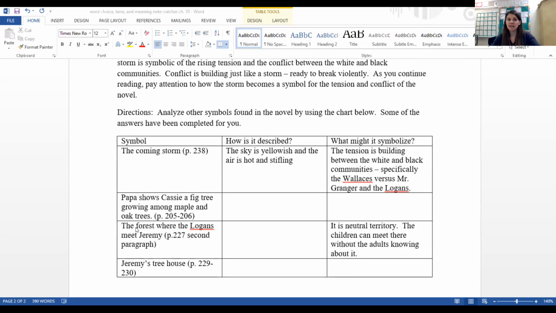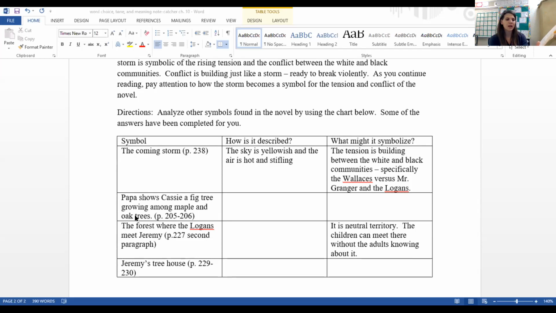All right, let's take a look at the next symbol together. The page, we're gonna look at page 205, 206. We're gonna read the paragraph, and we have this little hint. Papa shows Cassie a fig tree growing among maple and oak trees. Now, in the past, I used to make students go find this on their own. We're gonna do this together, try to help you out because it is challenging. So I think this is my first one that's marked. Yep, this is back in chapter 9. So if you would turn to page 205, we're going to start with the very last paragraph and then it turns over to the next page.